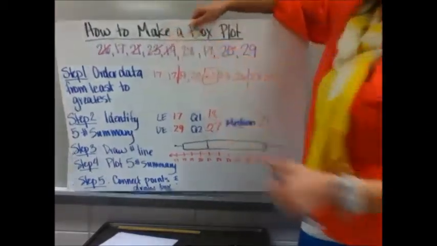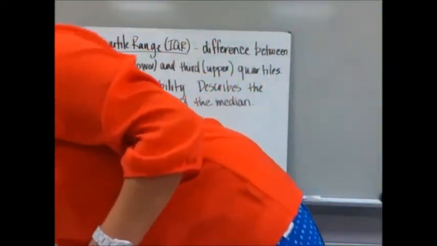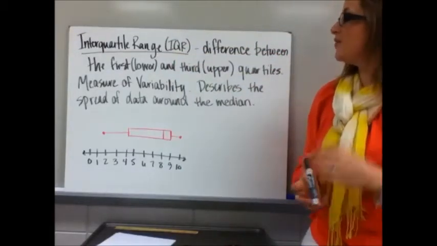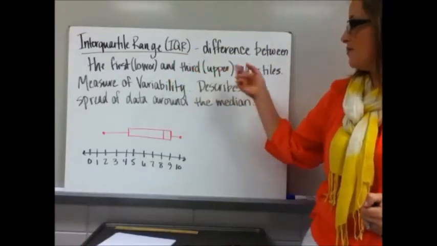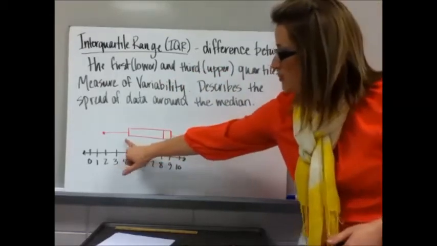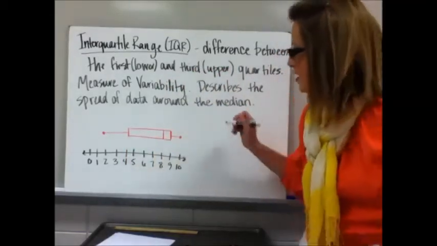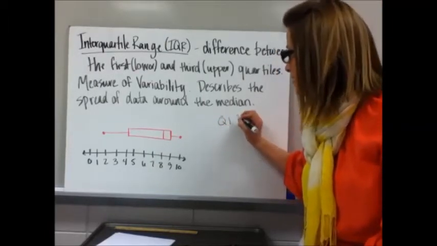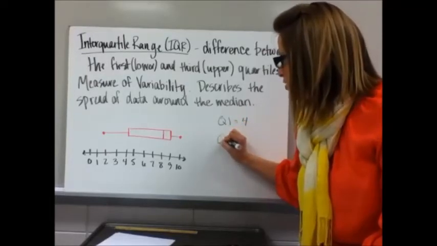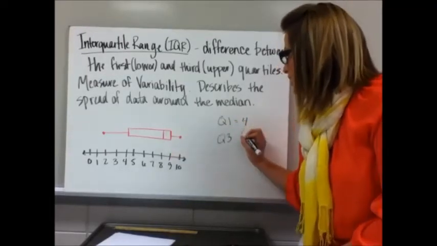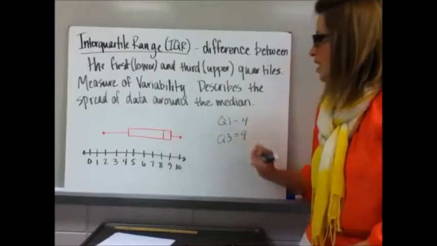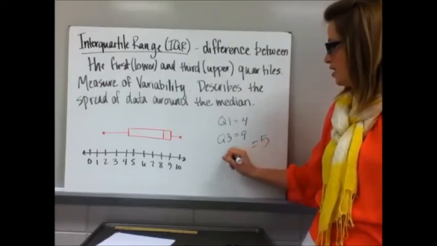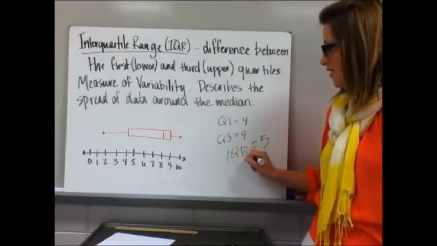Next thing we're going to talk about is the interquartile range. And you'll hear this called the IQR to abbreviate. It's the difference between the 1st or the lower and the 3rd, the upper quartiles. So it's between this point and this point. So I have a lower quartile, or 1st quartile, of 4. And then my 3rd quartile, or upper quartile, is 9. It is the difference between those, so when I subtract those, I have 5. I have an IQR of 5.